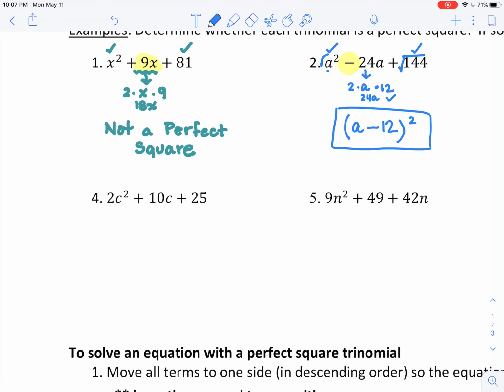Question number 4, if we check to see if we have a perfect square trinomial, the first term is not a perfect square. 2 is not a perfect square number. So I automatically can say not a perfect square, so we're not going to factor.